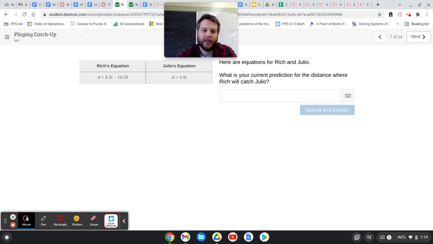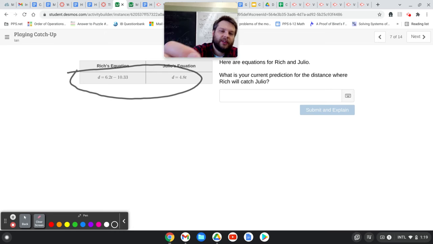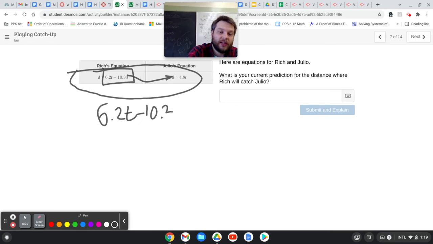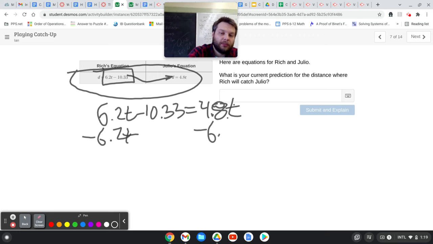The one I really wanted to show everybody was how to use the two equations. We've been practicing substitution. This is a perfect problem for substitution. I can substitute this version of the variable d for that version. And I have 6.2t minus 10.33 equals 4.8t. So let's get our letters to hang out on one side. So I go minus 6.2t, and I get negative 10.33 equals negative 1.4t.